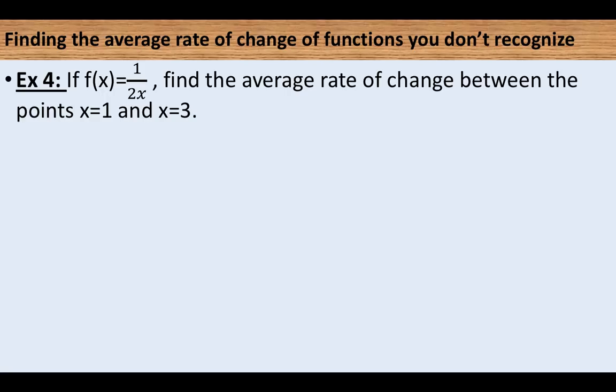So I put finding rate of change of functions you don't recognize. Let's say you have f of x equals 1 over 2x. I know that you have not worked with functions that look like this. It's a rational function. I know you guys last year worked on quadratics, maybe some lines, things like that. So let's get some exposure to functions that you don't recognize, and let's go ahead and find the average rate of change. Here I'm given between the point x equals 1 and x equals 3.